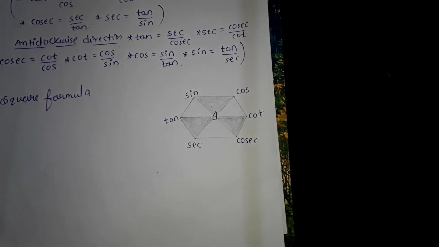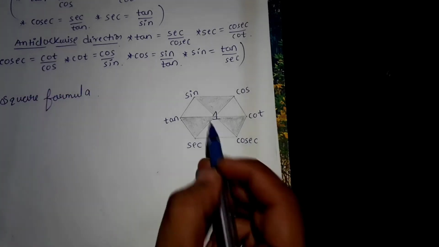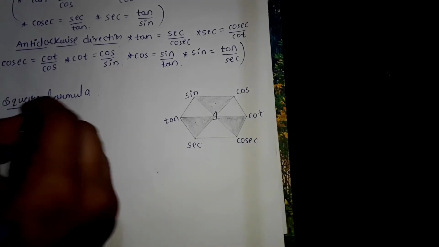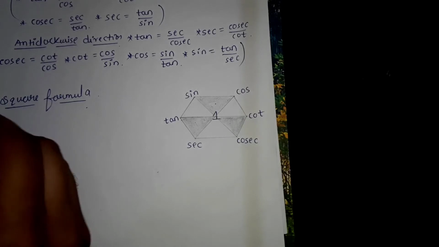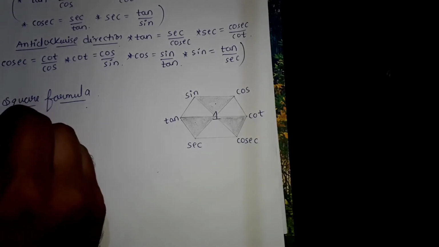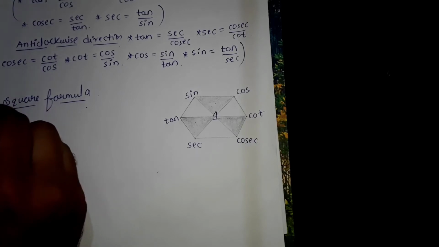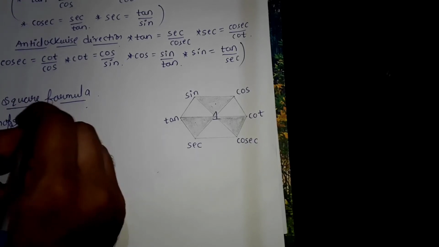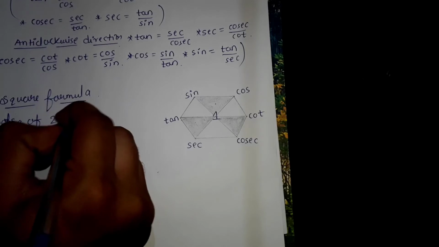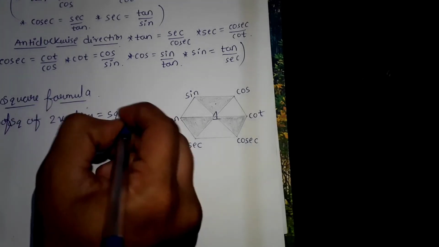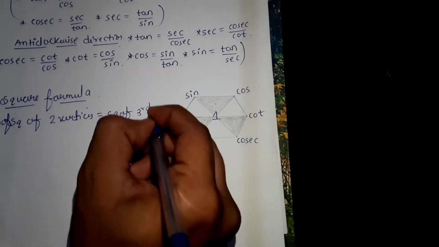In the square formula, what all do we have? Three shaded triangles we have. The formula is: the sum of squares of two vertices is equal to the square of the third vertex.